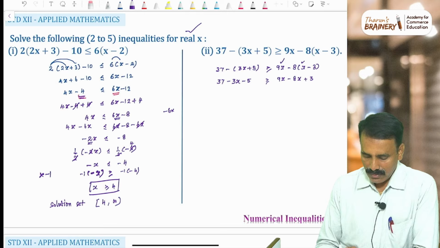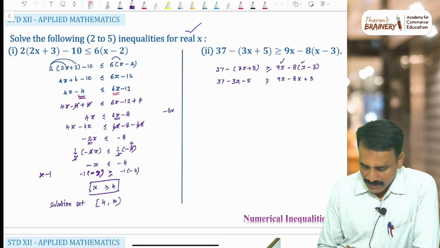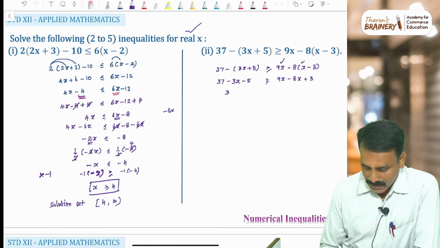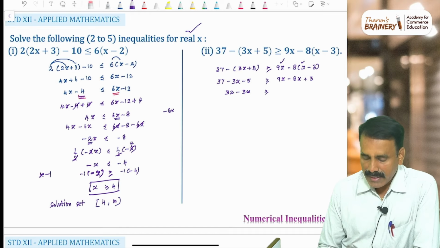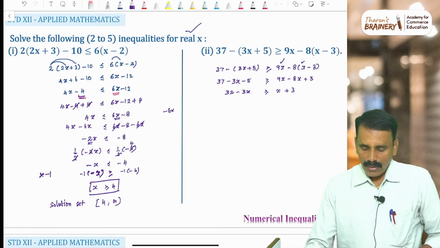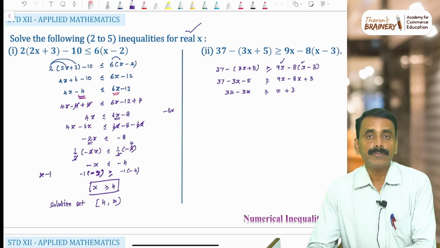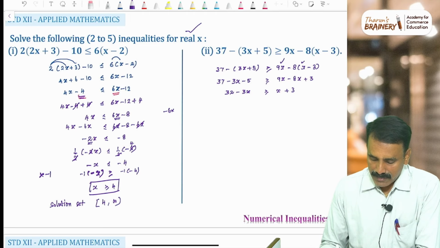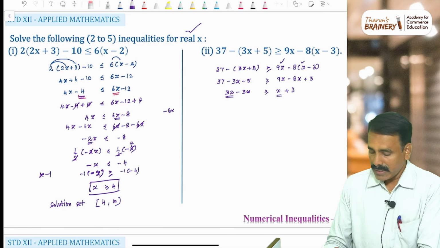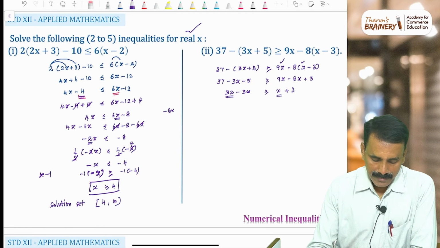Is it clear? Now, we have two constants on the left hand side, 37 minus 5. So, 37 minus 5 is 32 minus 3x greater than or equal to 9x minus 8x, which is x plus 3. Now, how to simplify this to get the value for x? The first thing, we must eliminate this constant on the left hand side, and the next step we must try to eliminate x on the right hand side. Okay. So we start.